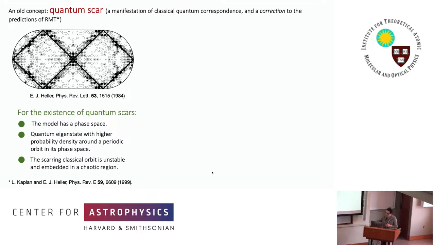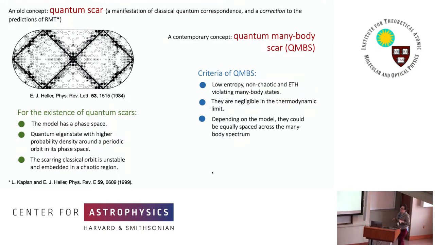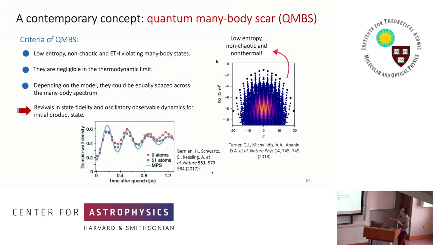Now we have this contemporary concept, quantum many-body scars. So the criteria for quantum many-body scars, let me repeat. These are basically non-thermal, non-chaotic, low entropy many-body eigenstates that are embedded in an otherwise chaotic spectrum. An important property is that they are negligible in the thermodynamic limit. Their numbers increase polynomially in an exponentially increasing Hilbert space. And depending on the model, for example this particular one here, these black ones, they could be spaced from each other at equal energy distances.